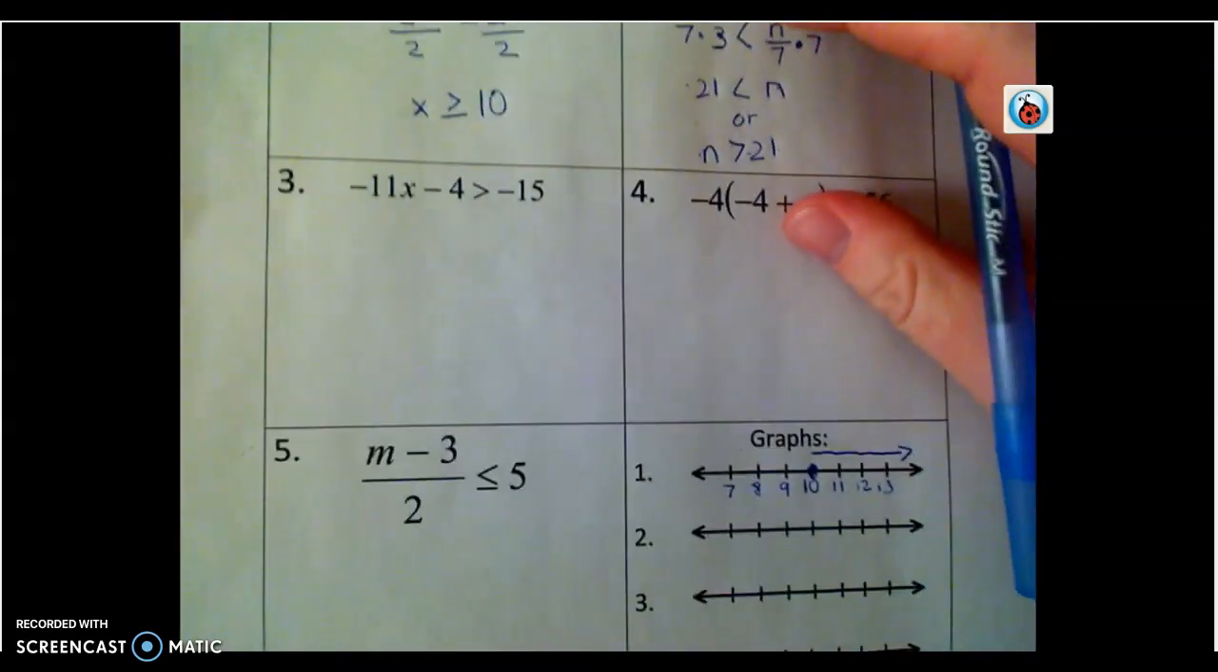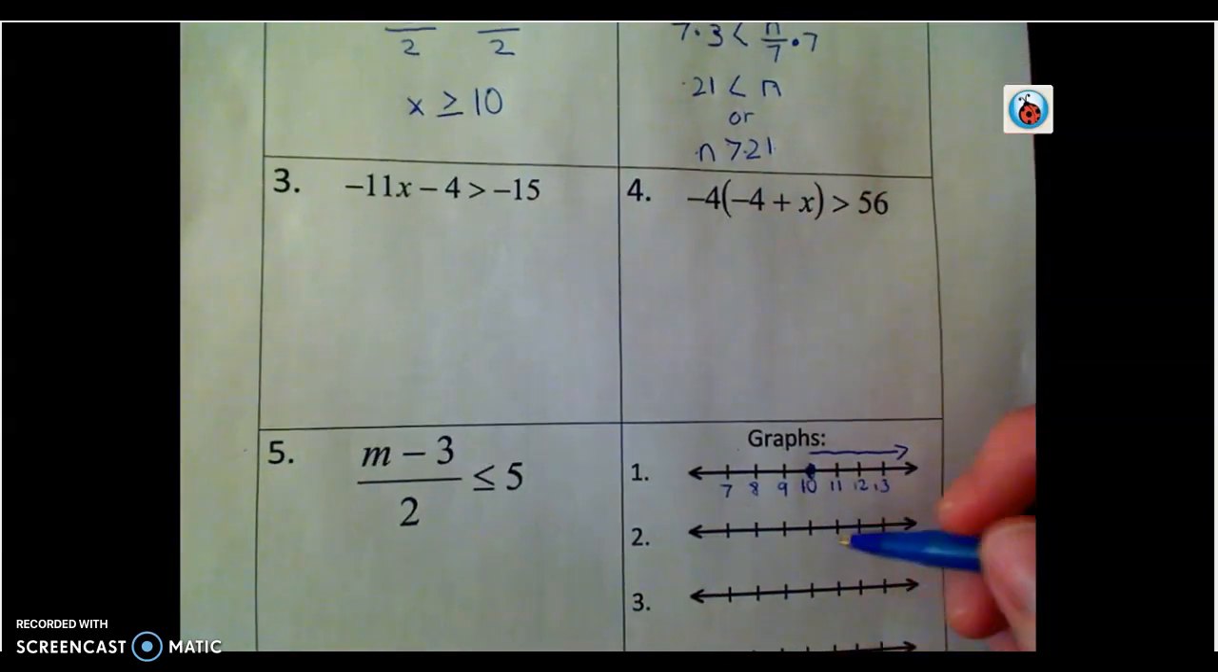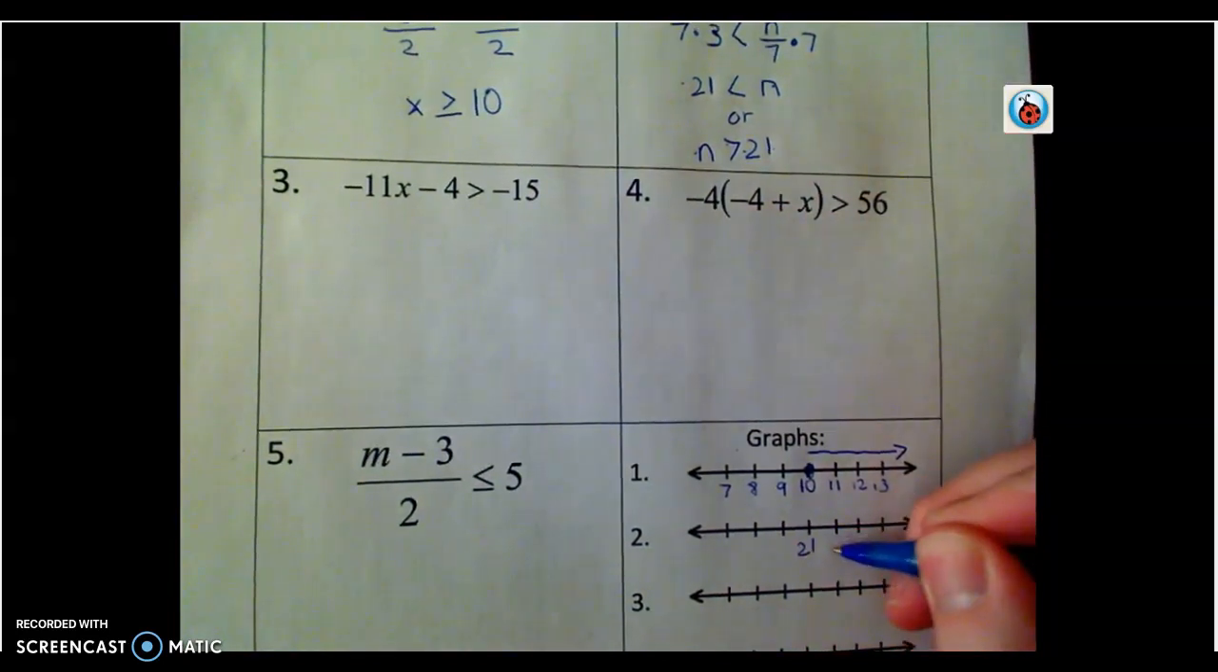So for number 2, when I graph it, I know my boundary point is 21, so I'm going to put 21 right here.